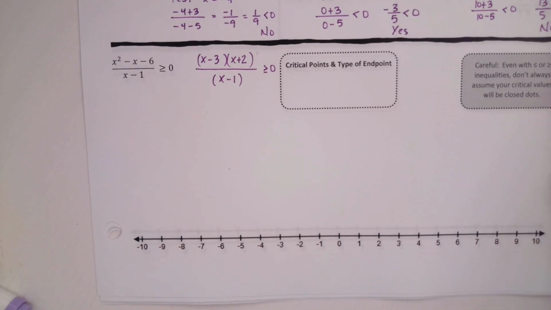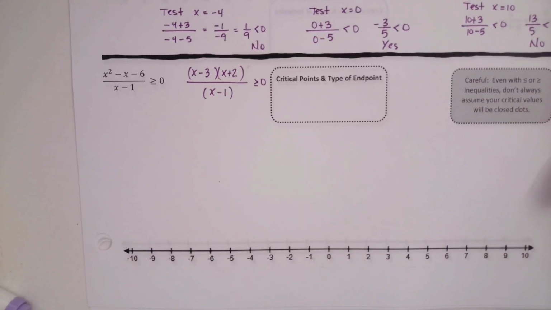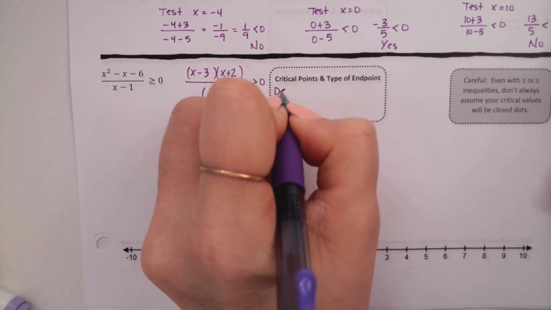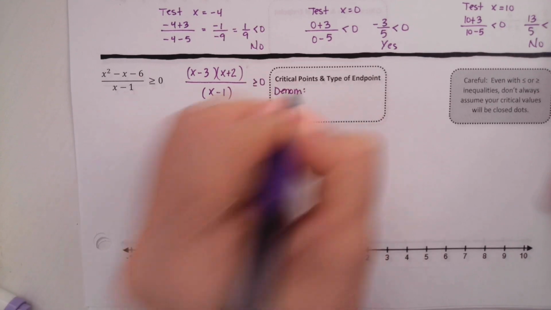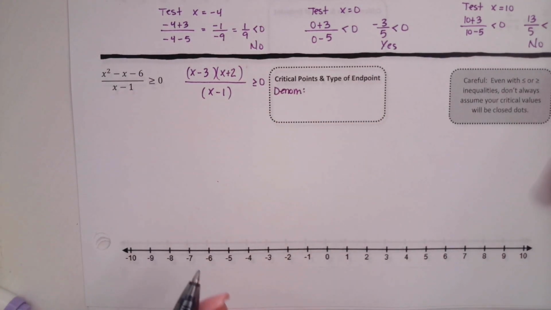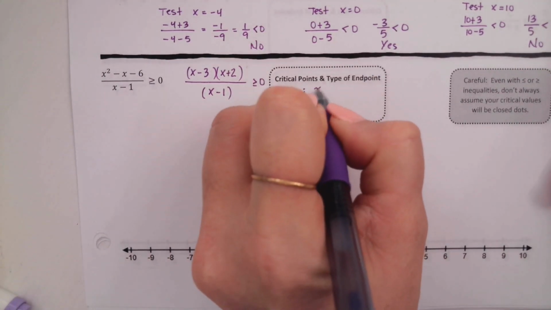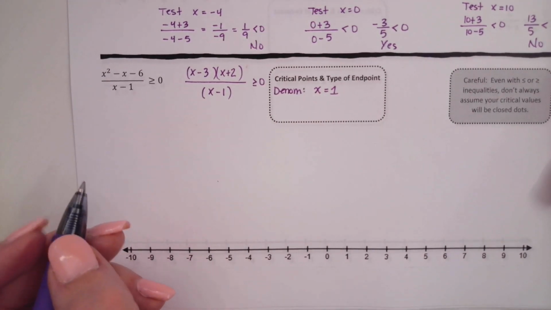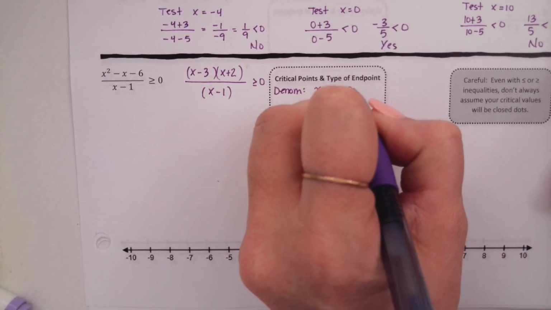Okay. And now to find the critical points, we need to think about numerator and denominator separately. Denominator is always an open dot. So for my denominator, what number would make my denominator 0? When x is 1. This one is always an open dot because we can never actually equal that number. Open dot.